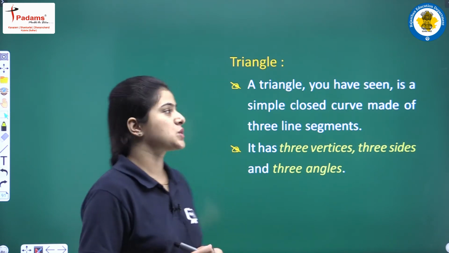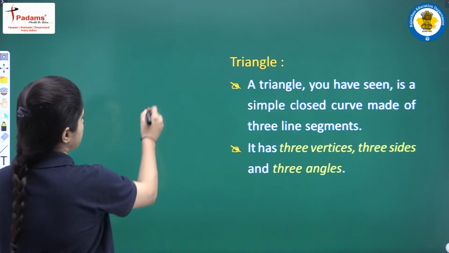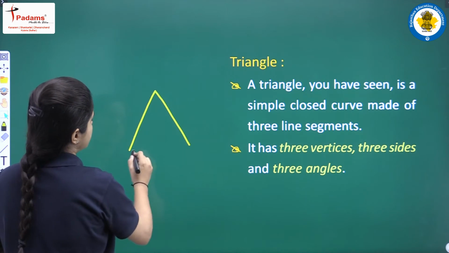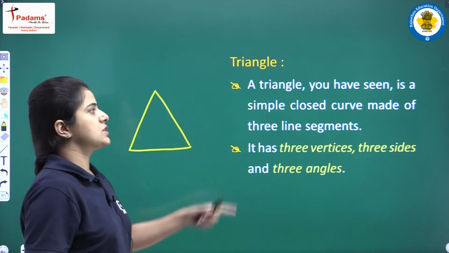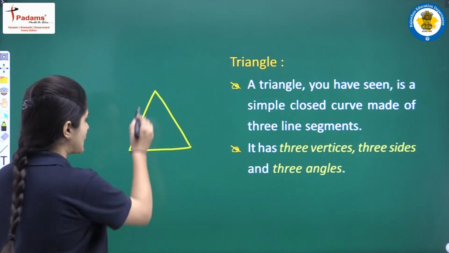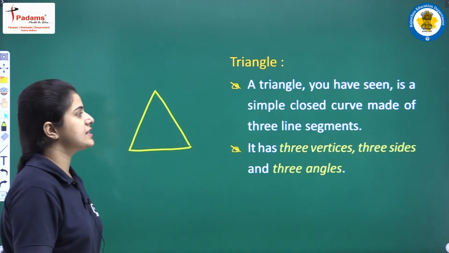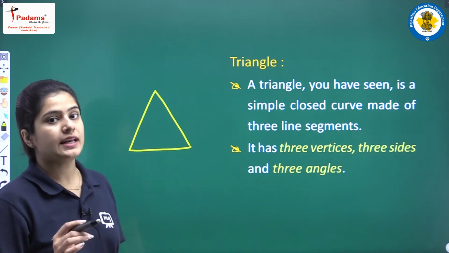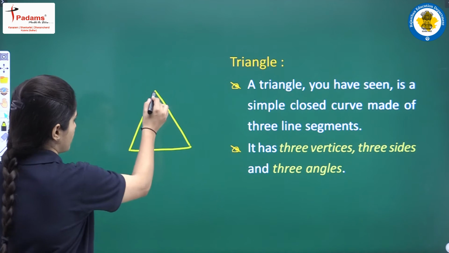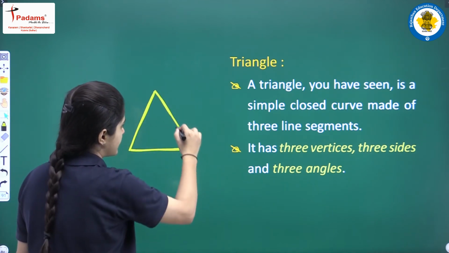Okay, students, so what is a triangle? You have seen a triangle, right? For example, students, this is a triangle. A triangle is a simple closed curve. It is a closed curve, every endpoint is closed, made up of 3 line segments. This is the first line segment, this is the second line segment, and this one is the third line segment.